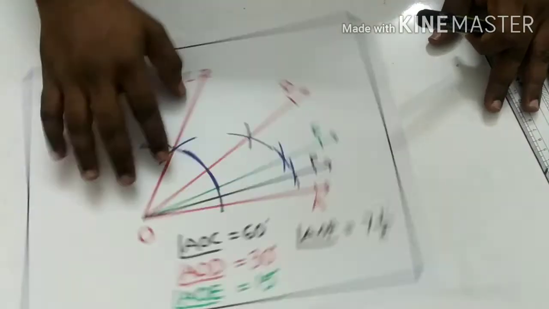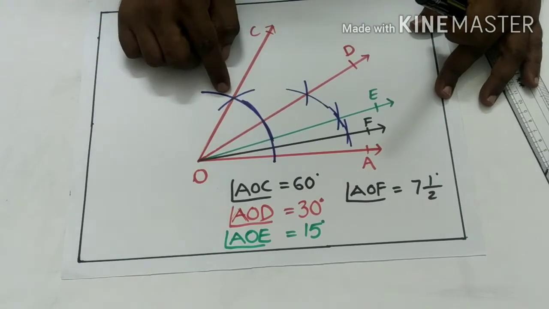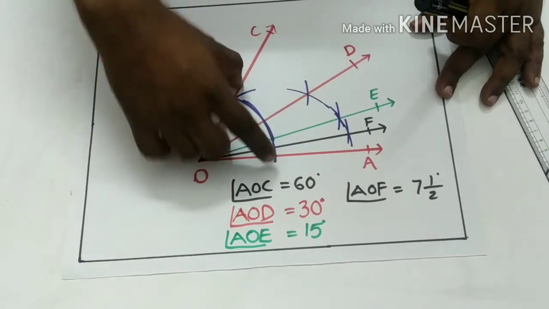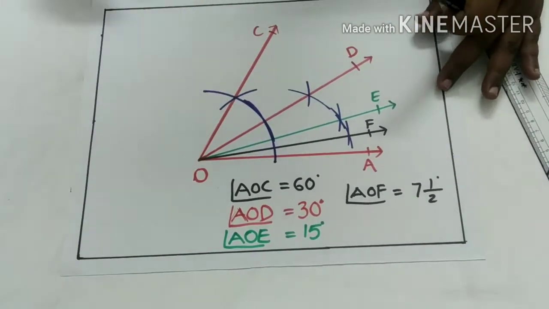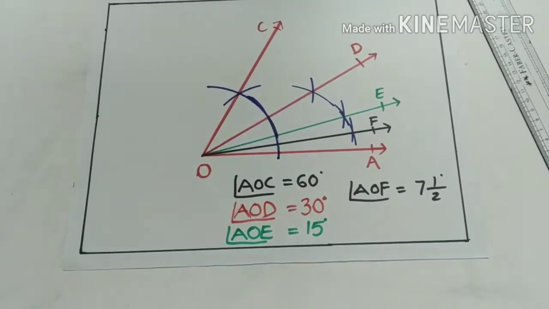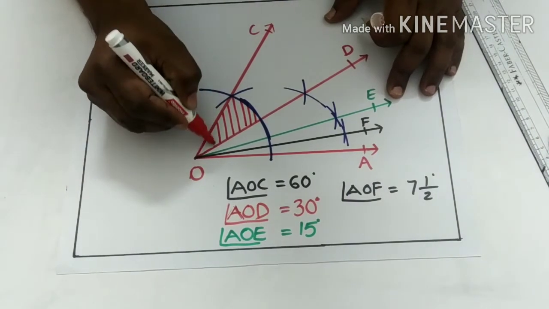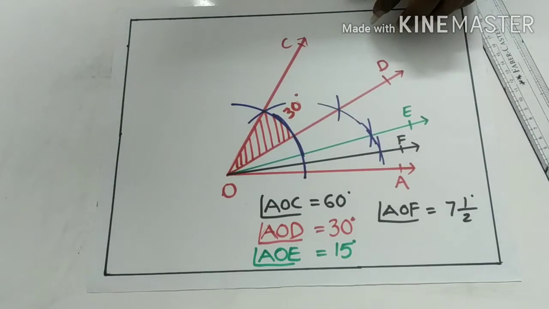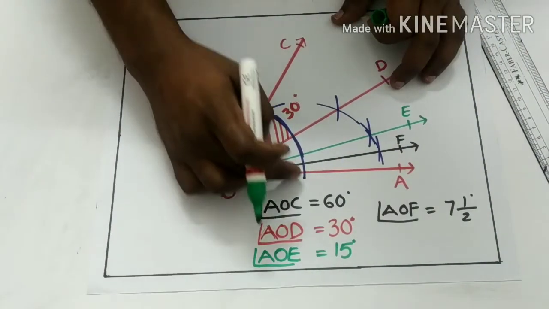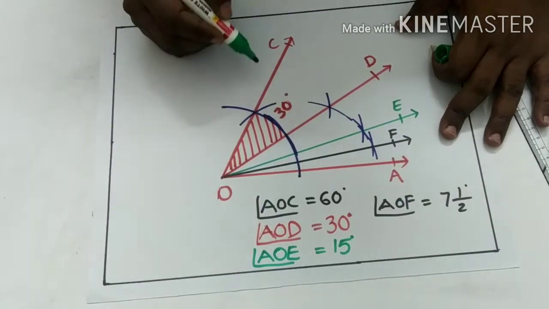Now see, the first one is AOC, which is 60 degrees. The 60 degrees angle is bisected into two equal parts, 30 degrees. Now I am writing all the parts very clearly. This is how much? 30 degrees. Now the other left part of the 30 degrees: this part is divided into two equal parts by the green line.